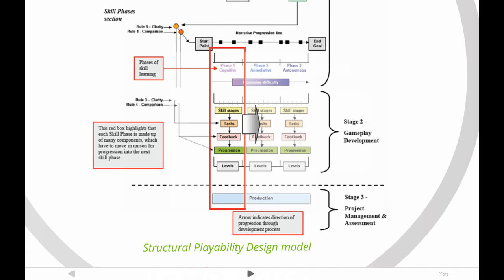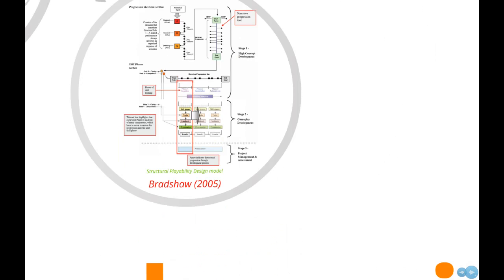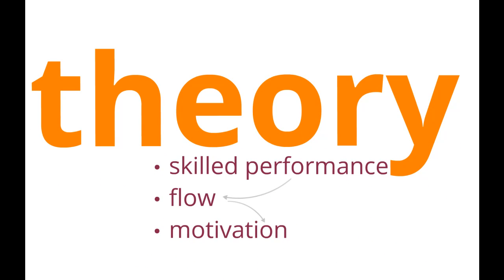So what you have here is skill stages, which are made up of learning tasks. Each one of those tasks will give some sort of feedback, whether that's direct feedback or whether that's associated feedback from the environment, from sound, from reward systems. And that will then push you into the next set of progression. So you'll complete a game mission, then you'll progress, and then you can achieve a new level. In part 2, we'll look at how skill performance works with flow theory and motivation.